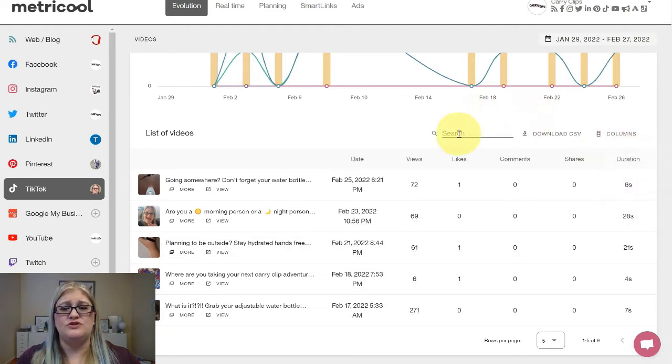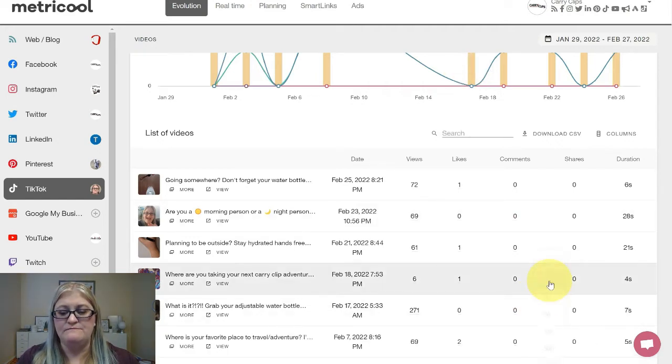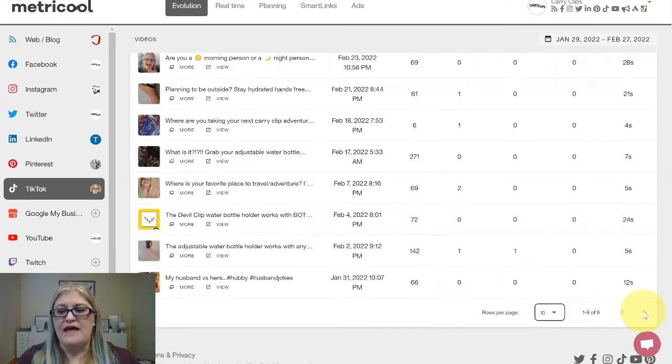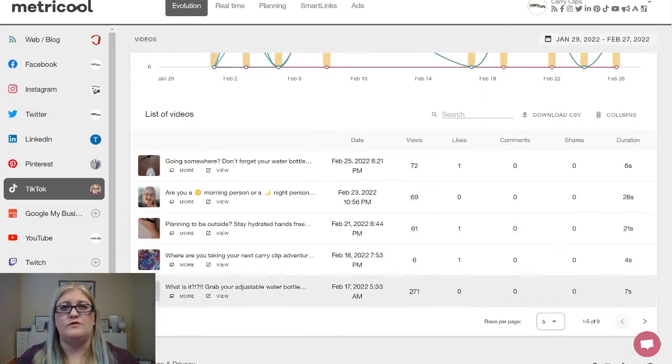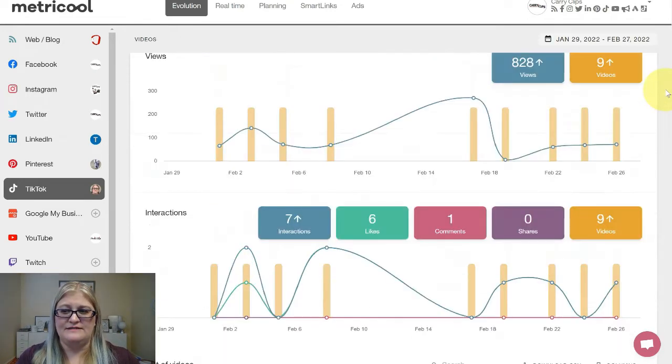You can also search, so if you know that you had a specific post where you talked about being a morning person, you could type in here morning and it would show you only the posts where you talk about the morning. You can also change your number of rows per page, so you can change this from 5 to say 10. It'll show you more information. And then you can also scroll through the pages right here with these little carrots, and you can go back and forth through those. And that is pretty much everything as far as understanding how to work the analytics information.